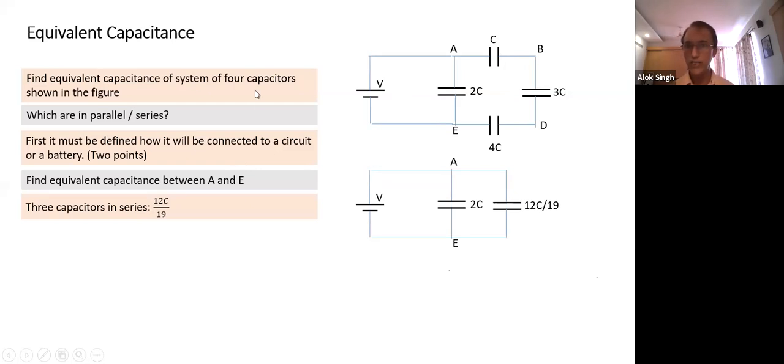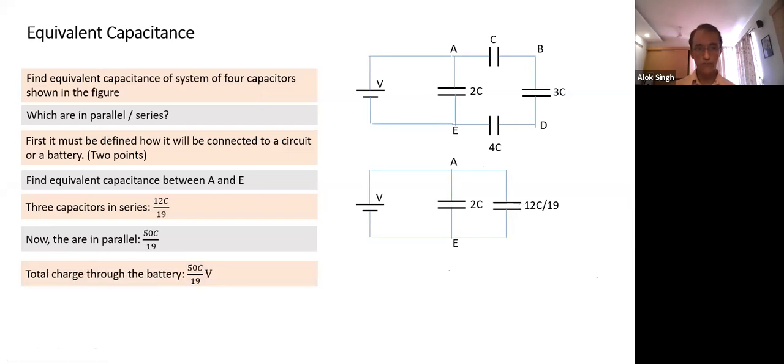Where would this be connected? They are connected across points A and E. Now I find these two are in parallel, so I can add C1 plus C2 and get my equivalent capacitance. So if the battery is connected, the total charge sent by the battery will be equal to V times the equivalent capacitance, which is 50C by 90.